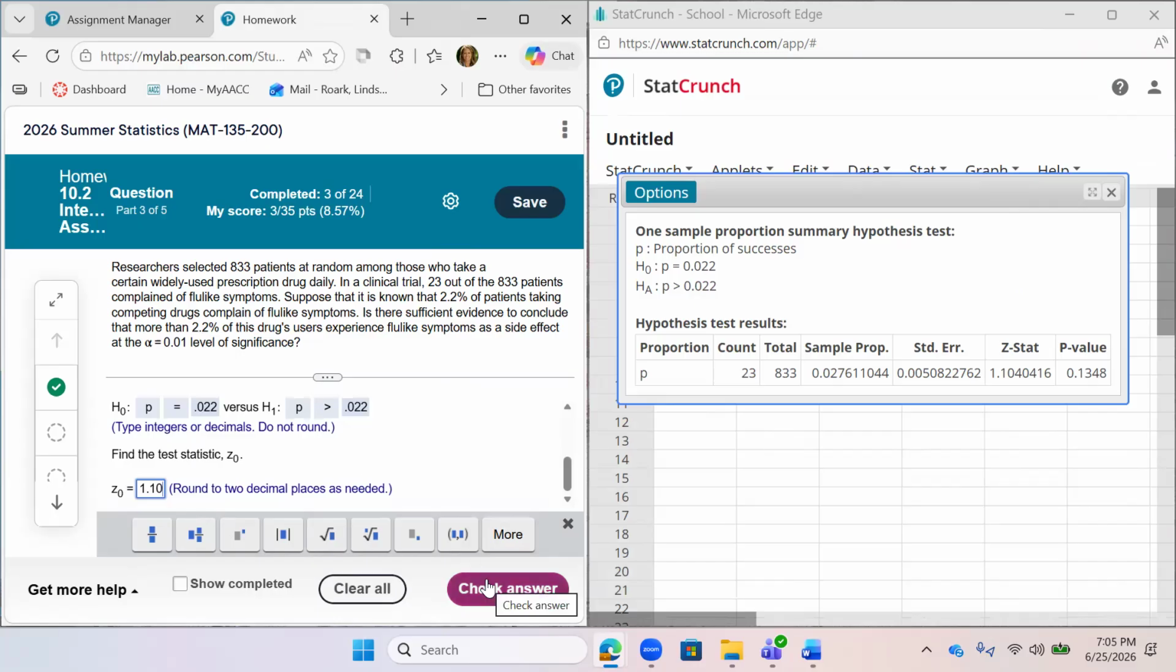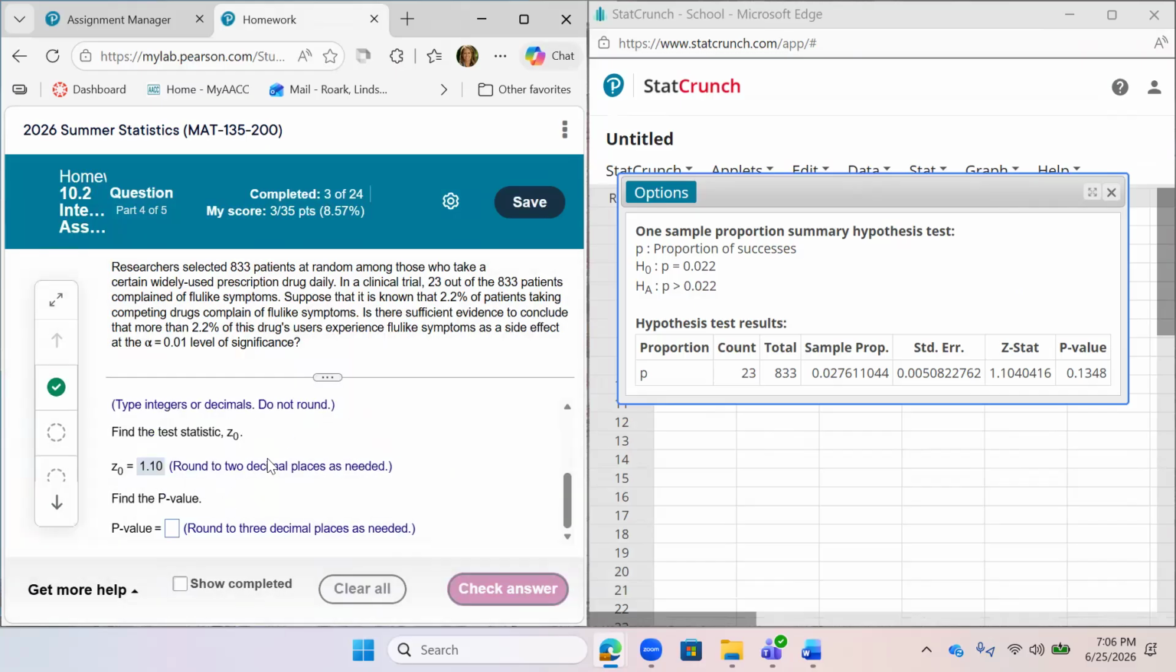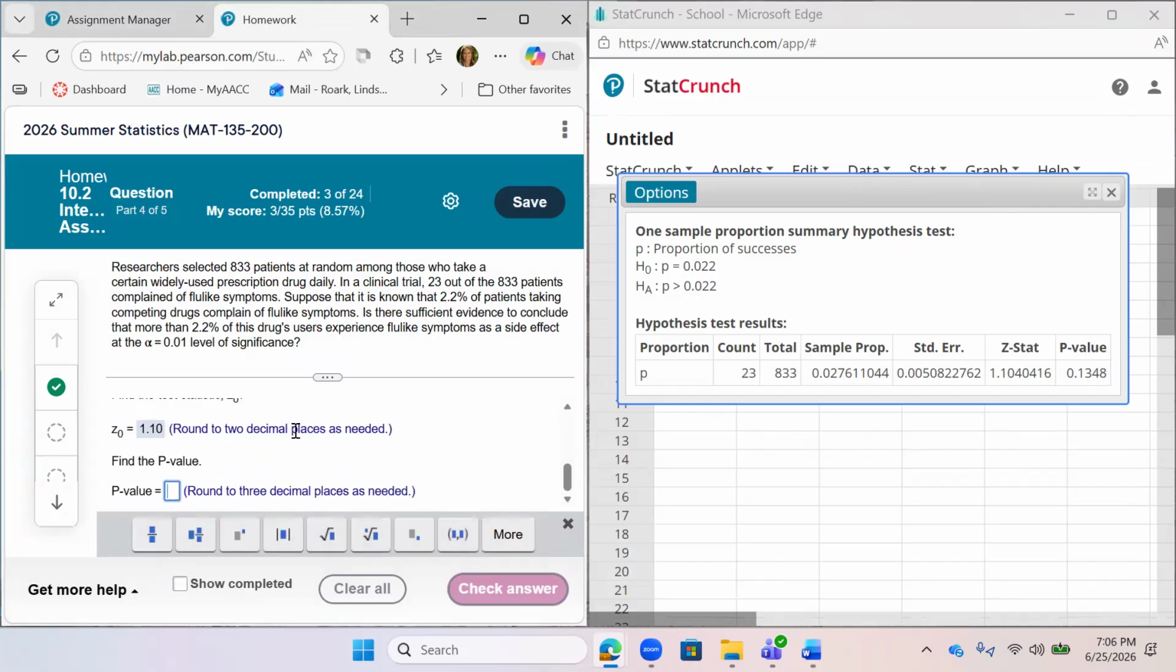Okay, so the test statistic, again, is right there. And then the p-value is also right here. So the test statistic, that is what you could use the z-score formula for, but I don't really recommend it. I really don't. I just feel like we have enough to do. It's not the worst thing in the world. It's just a little bit tedious. Oh, and I didn't round correctly. Let's see. It says the p-value would be 0.1348.